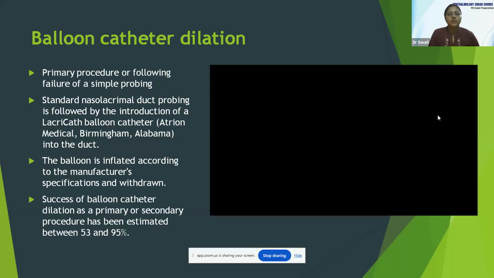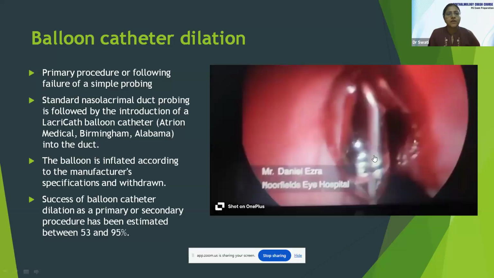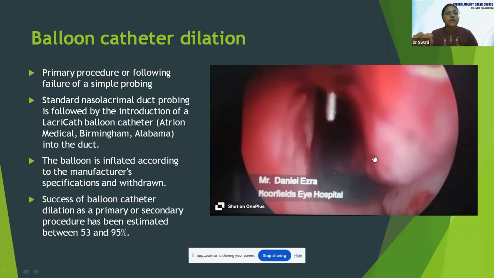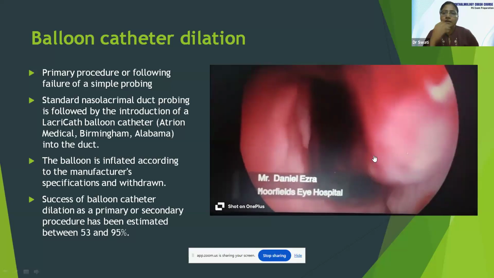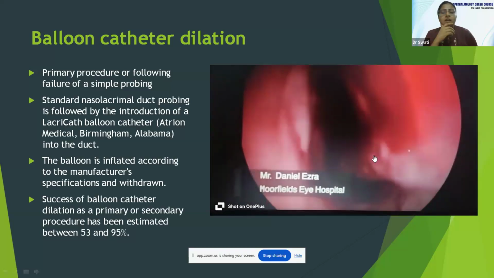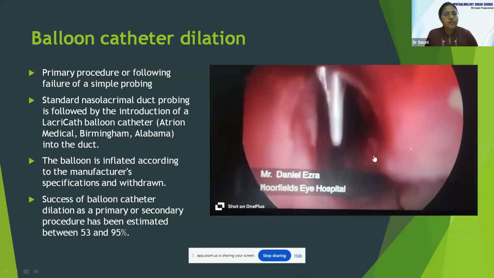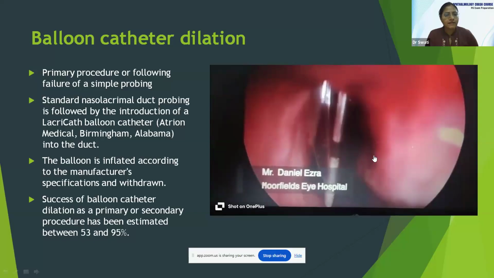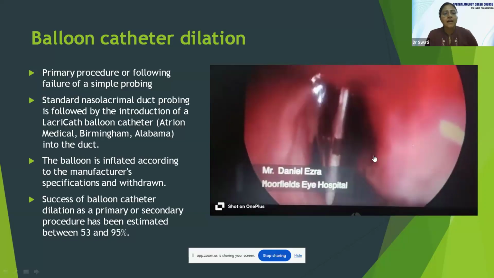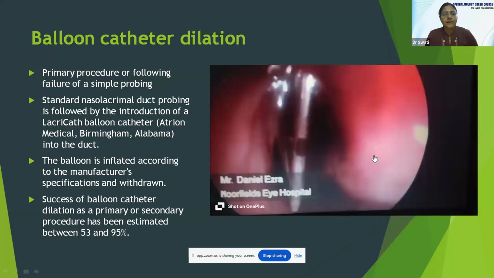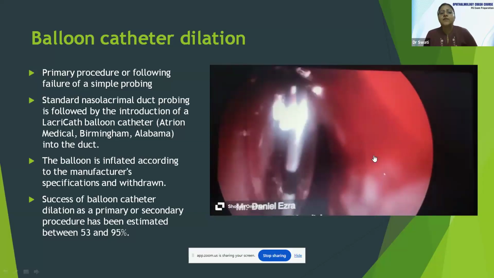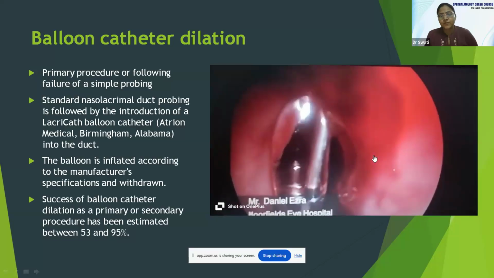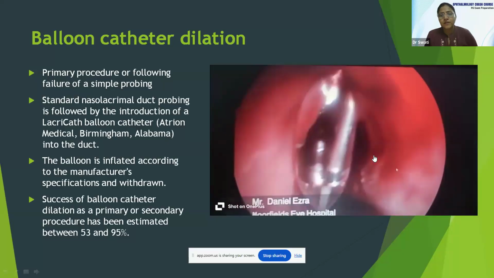Now coming on to the balloon catheterization. It is done as a primary procedure or can be done after the failure of simple probing. And this is a YouTube video I've taken. The standard nasolacrimal duct probing is followed by the introduction of this balloon catheter, and it is inflated. The success of the dilatation as a primary procedure has been estimated as 53 to 95%. So you can see this is the dilatation of the balloon.